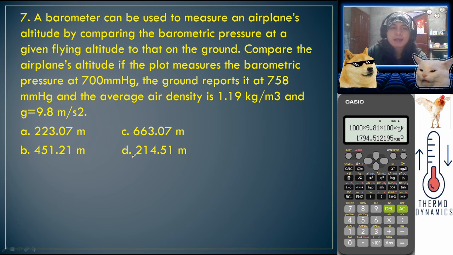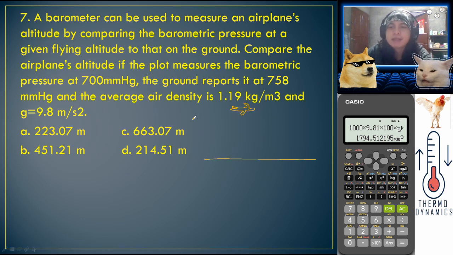So here, what is being asked is how high it is. Compare the airplane's altitude if the pilot measures the barometric pressure at 700 mmHg while in the sky, and on the ground 758 mmHg. So this is the illustration. What we are asked to find is how high our airplane is. So this is our airplane. What is being asked is the height. Okay? So how will we know, sir? Pressure is the given, but we can get the height of the airplane.